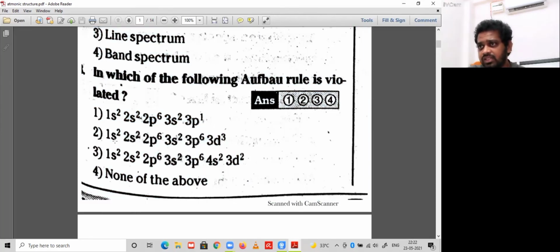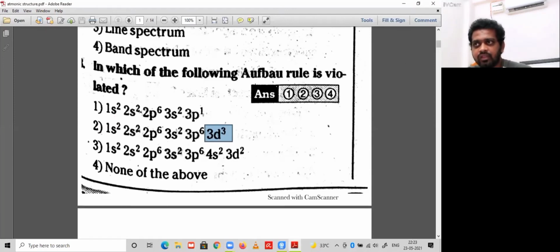Coming to the second option, 1s2, 2s2, 2p6, 3s2, 3p6, 3d3. Before filling 3d, 4s should be filled. So option 2 is the wrong configuration, the one violating the above principle. So option 2 is the right answer, since it violates the principle.